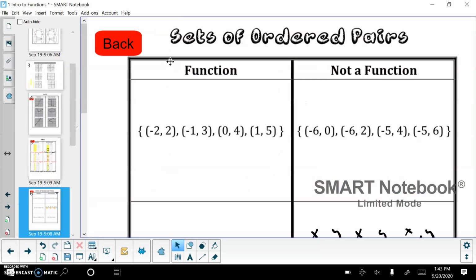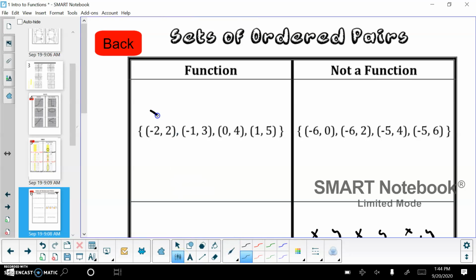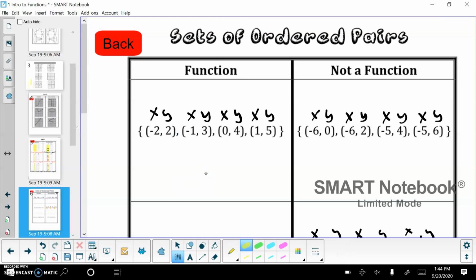Okay, so here's my set of ordered pairs. I've got a function and a non-function. I'm just going to remind myself that every time I write a set, it's the X number first and then the Y number second. I'm going to do that for both. And now I'm going to highlight my X values, because remember, it's the X values that matter.